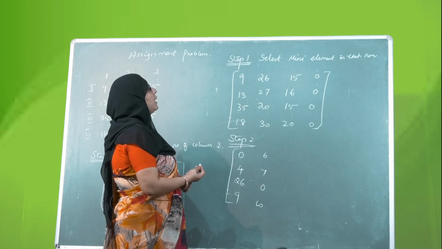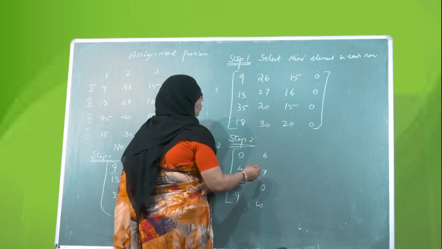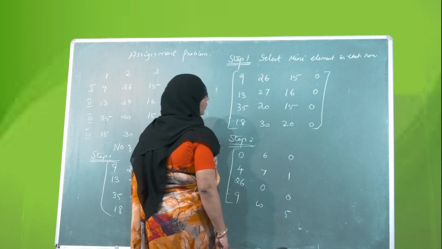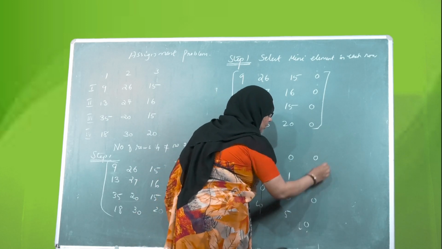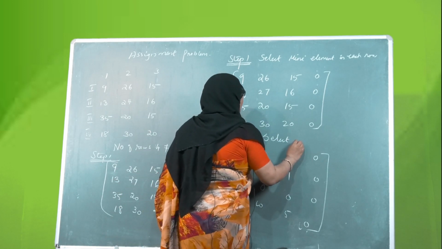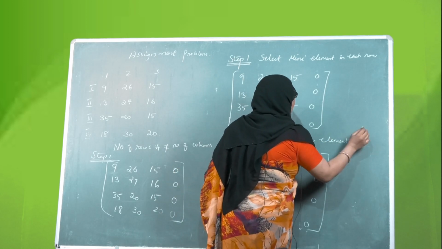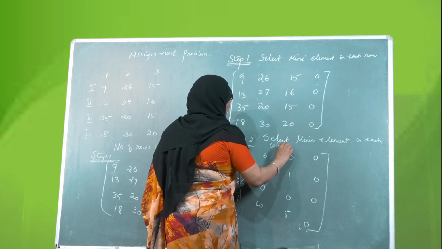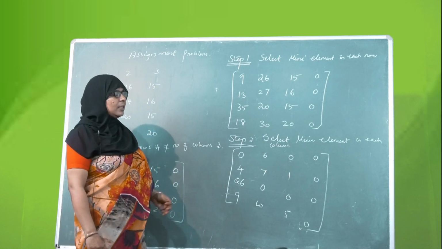And what is the minimum element in third column? 15 is the minimum element in third column. So 0, 1, 0 and 5. So what is the minimum element in fourth column? 0, 0, 0, 0. So select the minimum element in each column. Okay. So now we are going to allocate the zeros.